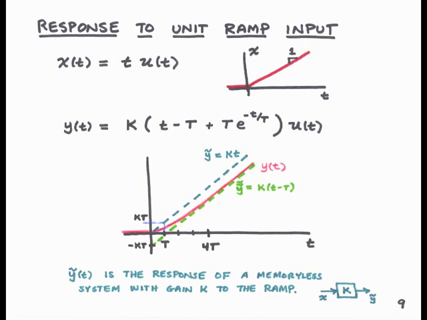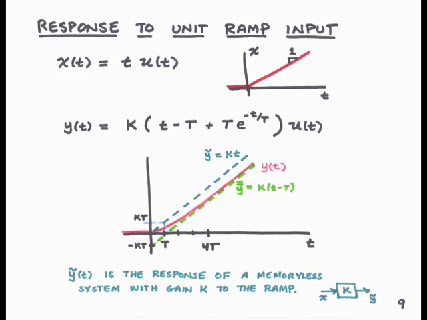Now let's take a look at the response of the first-order system to a unit ramp input. In this case, x of t is equal to t times u of t, and of course, x of s is 1 over s squared. If we multiply this x of s times our first-order transfer function to find y of s, and then inverse Laplace transform, we'll find the following response.